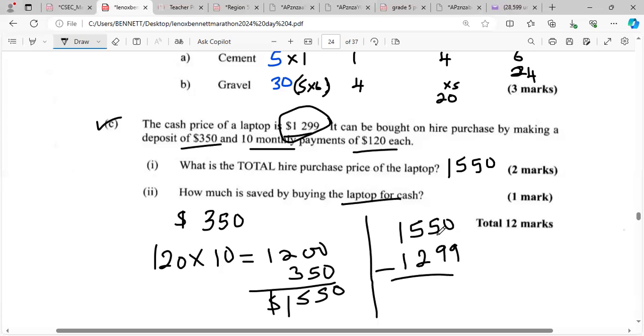9 from that we can't, so borrow 1 here. 9 from 10 leaves 1. 9 from 4 we can't, so we have to borrow 1 again. That leaves 4. 9 from 14 leaves 5. And 2 from 4 is 2. 1 from 1 is 0, so that's $251. So the customer would save $251 if they buy it cash. It's always better if you buy it cash, guys. Always better.